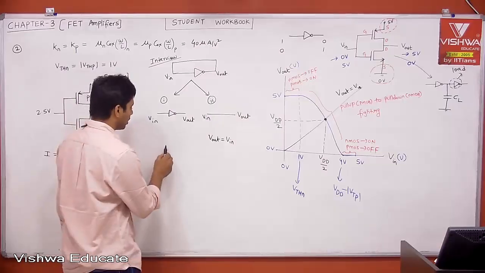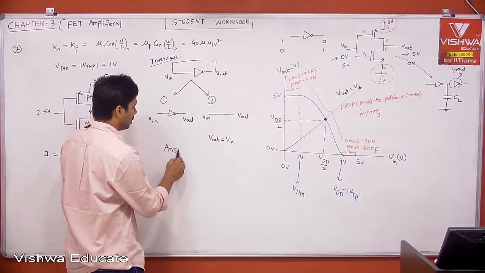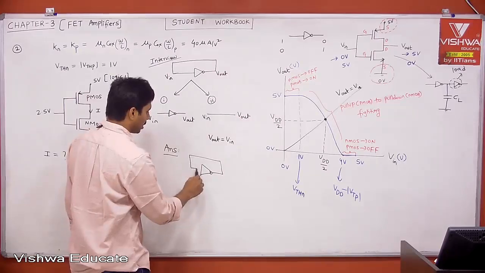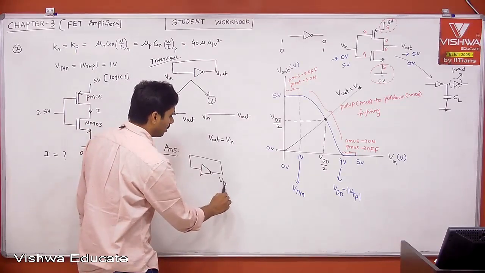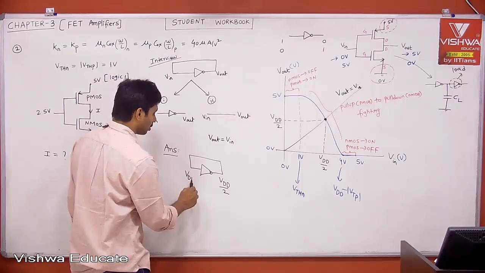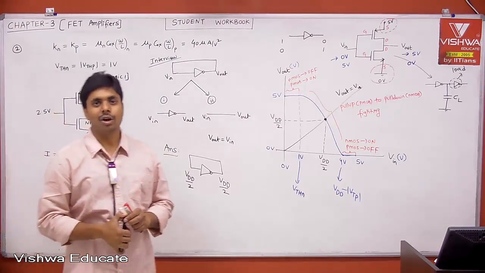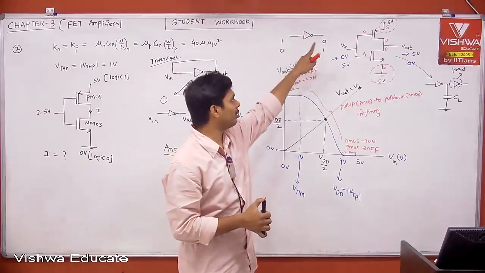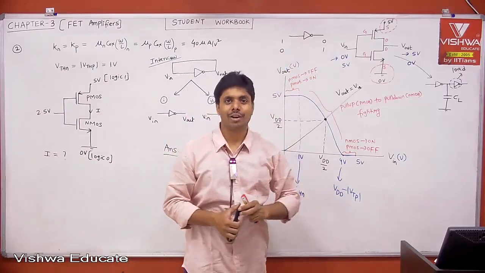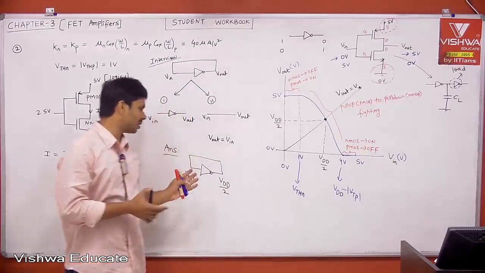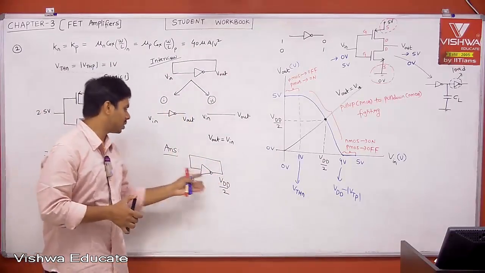Therefore, what is the answer? The answer is, if you take an inverter like this, the answer is VDD by 2. It will not toggle. It will stay at the switching point. Or if you say logic 1, logic 0, it is logic 0.5. There is nothing called logic 0.5, but I'm just saying that it is logic 0.5 or the switching point.